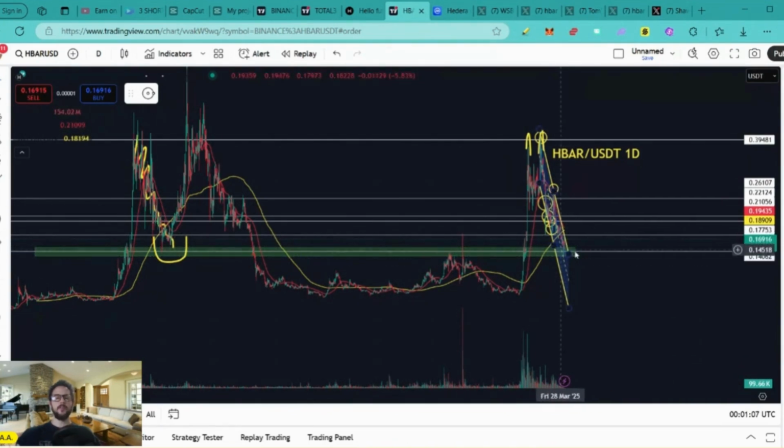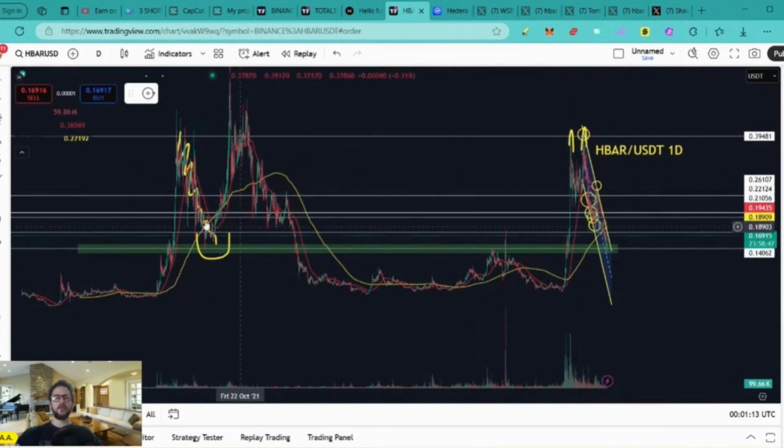Therefore, there is a possibility that the price action might not break below this. However, keep in mind that during the previous bull run, the market conditions were way better, guys, because this happened during the bull run, during an altcoin season.